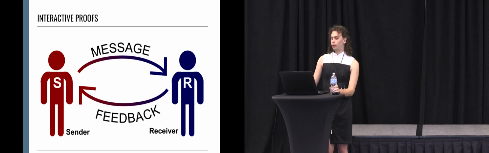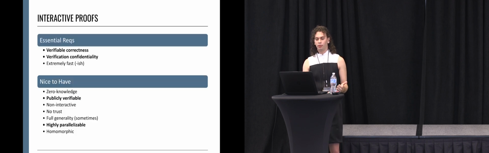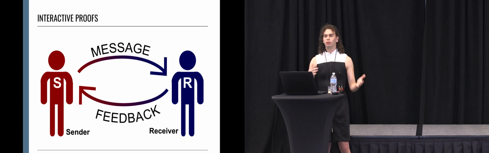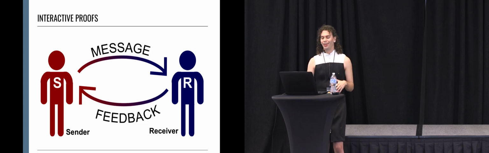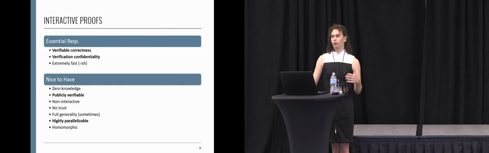Interactive proofs are one of the more promising avenues for real-world application, and many of the actually real-world applicable solutions rely on them heavily. They have complete correctness, and they have complete confidentiality. And they are extremely fast-ish. They're extremely fast for the right kinds of computations, and that's one of the big limitations we'll see. Exactly what you need to compute can affect whether or not you can actually verify it reasonably.